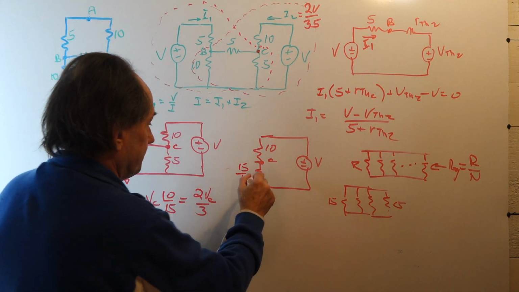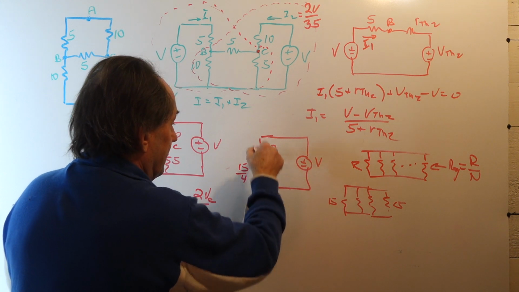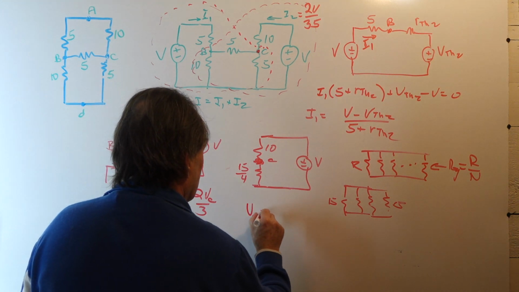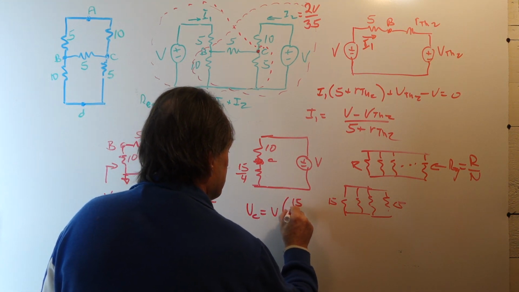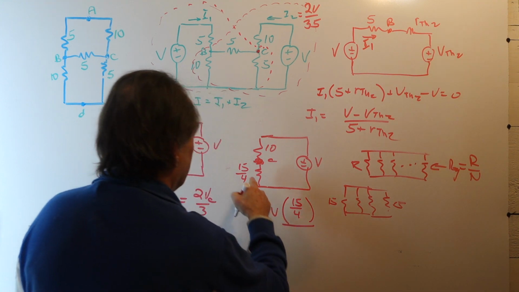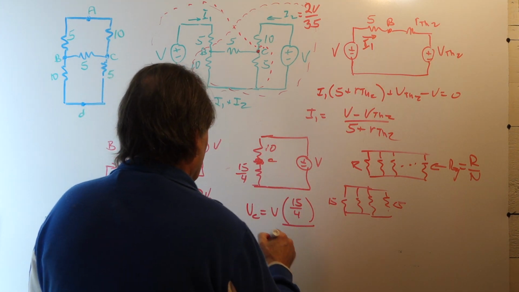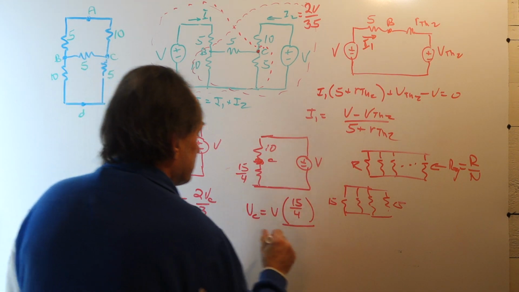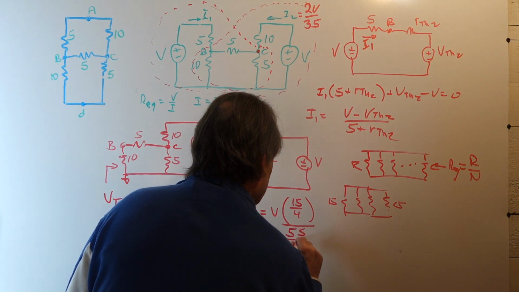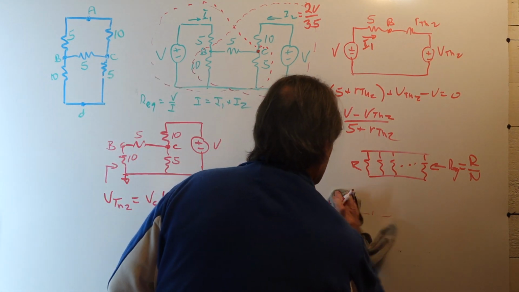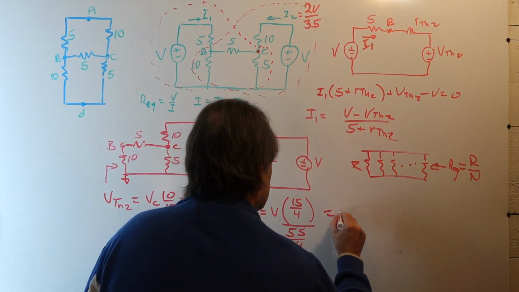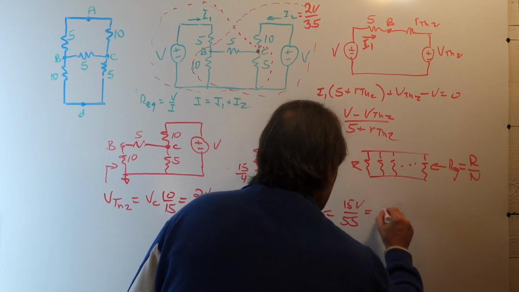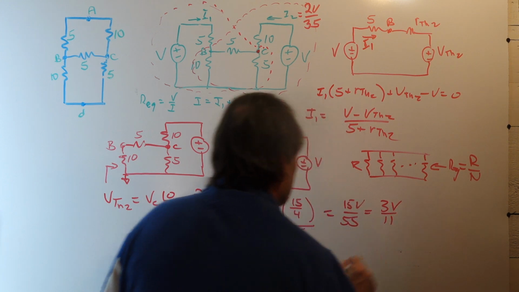And to that, we have a 10 ohm resistor which forms a voltage divider. So then VC will be equal to V times 15 fourths divided by the sum of 15 fourths and 10. But 10 is 40 fourths, plus 15 fourths gives us 55 fourths. So this becomes 15V over 55, or 3V over 11.